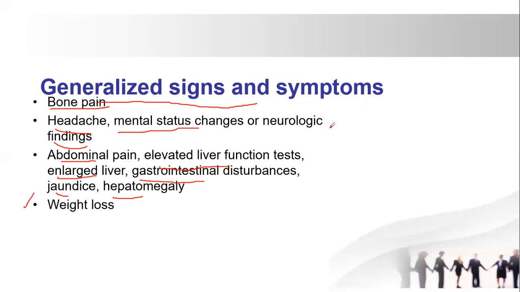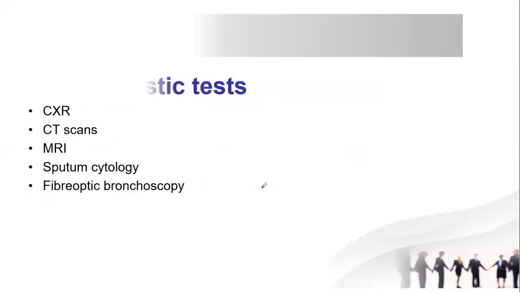So these are all the different generalized signs and symptoms of lung cancer. There may be bony pain, and if there is central nervous system involvement, there may be headaches and mental status changes. If there is involvement of the gastrointestinal tract, there may be some gastrointestinal disturbances, and it can also affect a vital organ like the liver, so the LFTs, alkaline phosphatase, or AST and ALT will rise in the patient's serum levels, and there will be weight loss.